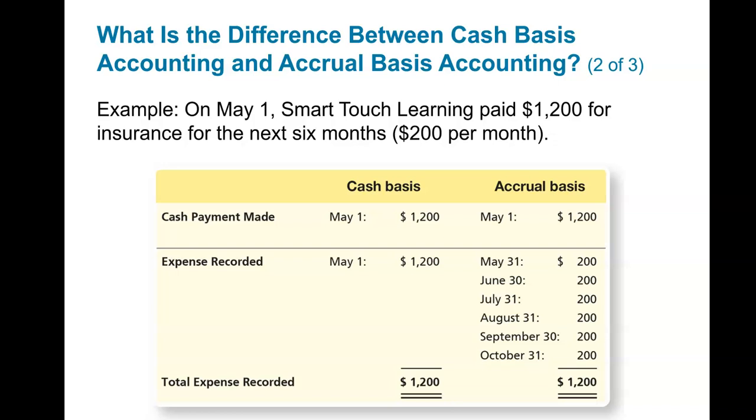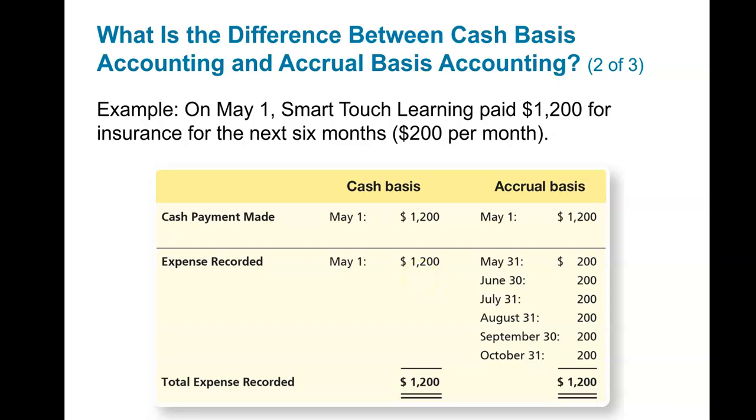Okay, as a quick example to look at, we're going to look at Smart Touch Learning paying $1,200 for insurance. They're paying it for the next 6 months. So under the cash basis, there's two separate columns here. Let's look at the left first. If I made a $1,200 payment under the cash basis of accounting, I am going to record that expense on the day I pay it because that's when the money left my pocket.